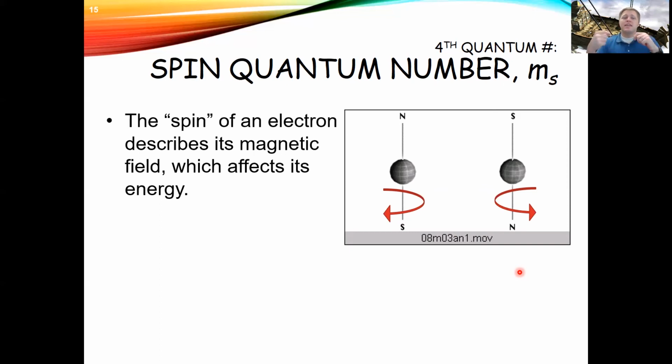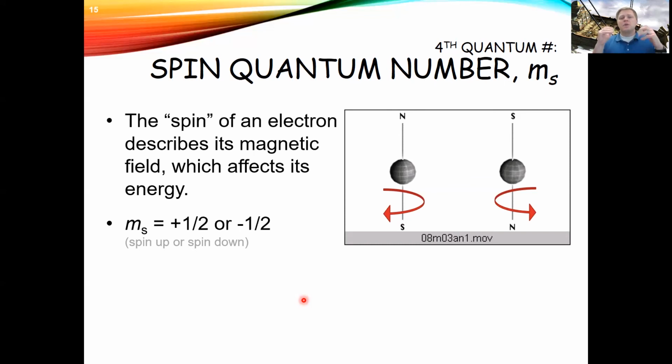But now we're saying that electrons can spin in one of 2 ways, and then they can have a magnet pointing in one of 2 directions. And so they get a magnetic spin quantum number of +1/2 and -1/2. All our other quantum numbers have been whole numbers. So why are we going to +1/2 and -1/2?